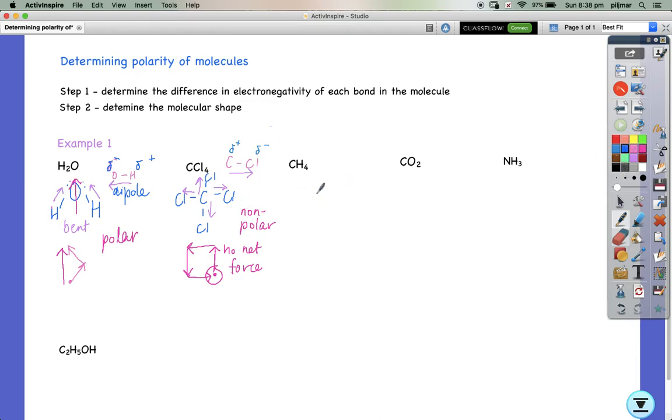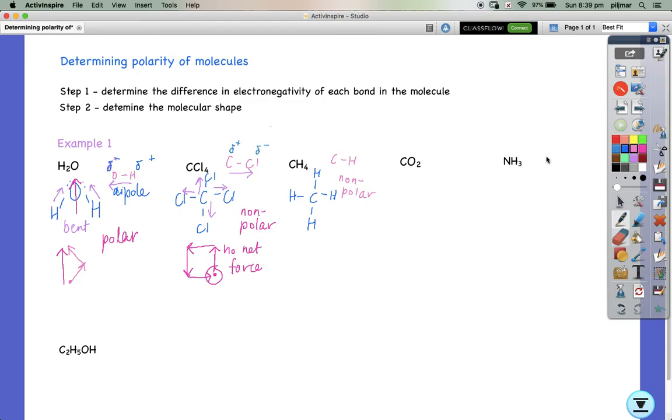Moving right along, we've got methane, another tetrahedral molecule. This one is a little bit more straightforward, because in the carbon to hydrogen bond there's a low difference in electronegativity between the two atoms. So this is nonpolar. There is no area of slightly positive or slightly negative. So it's a nonpolar bond, and it's a nonpolar molecule.